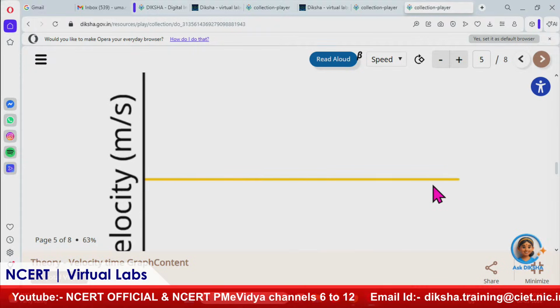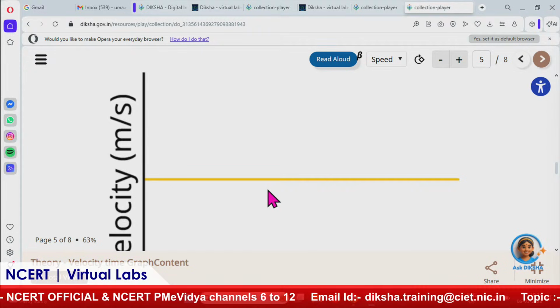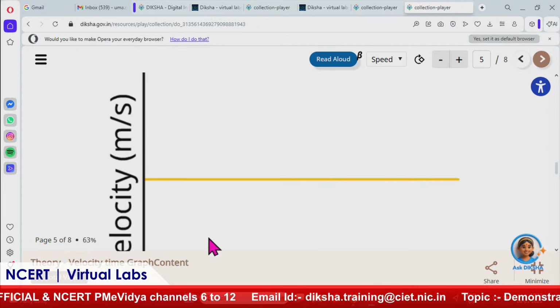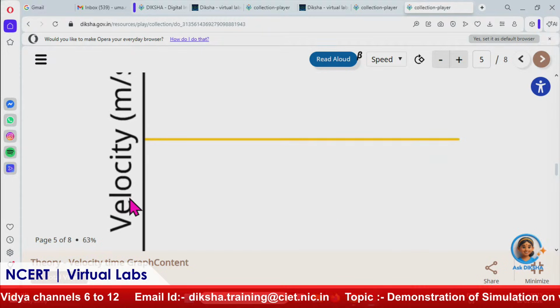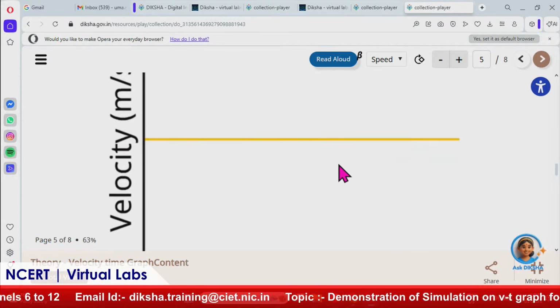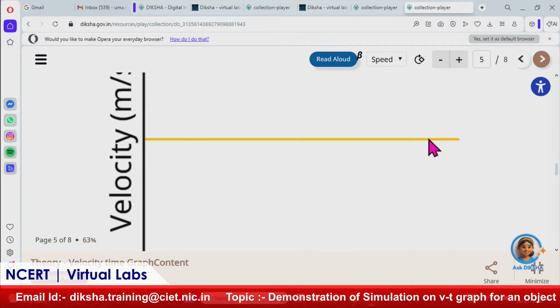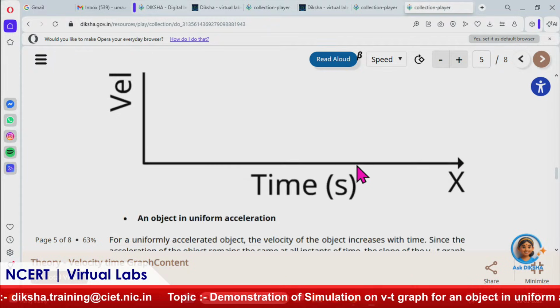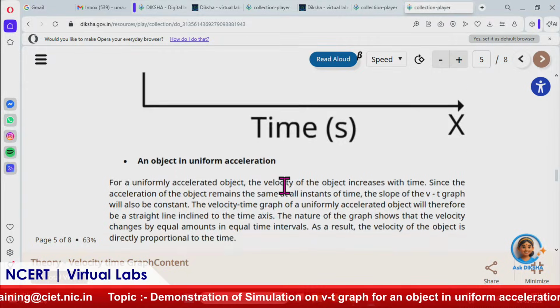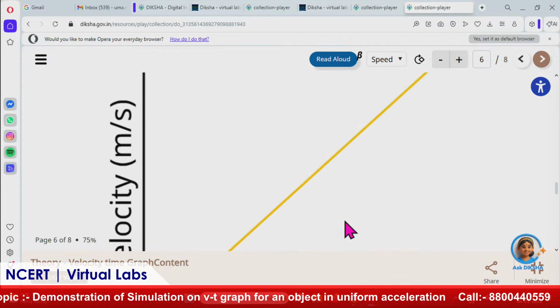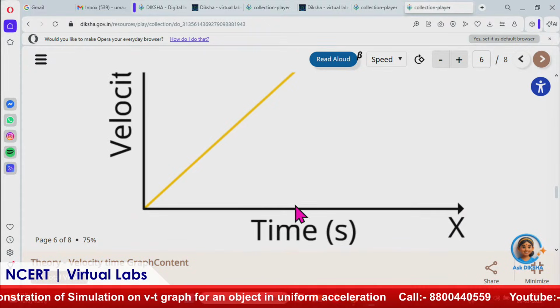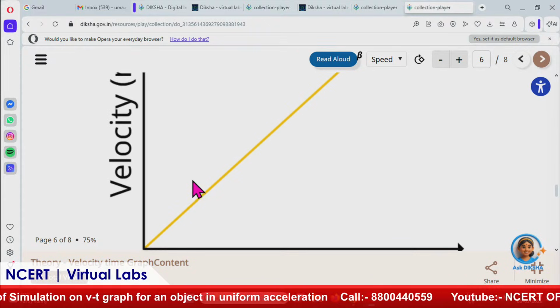V is not changing, because if you increase the velocity, the line will not be a straight line. Since velocity is constant, acceleration is 0. Here slope is 0. As you can see from this picture, when the object has uniform acceleration, this is the graph of the uniform acceleration.